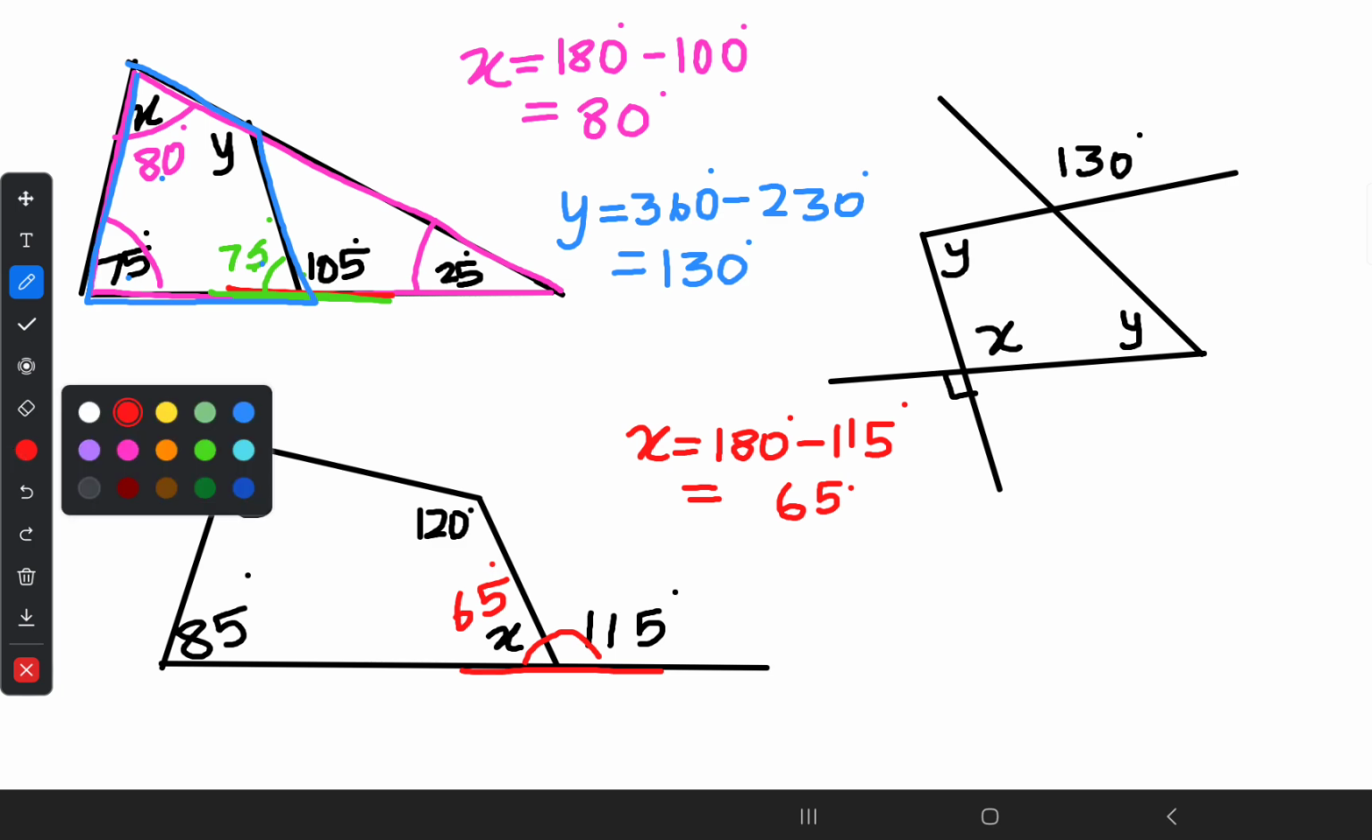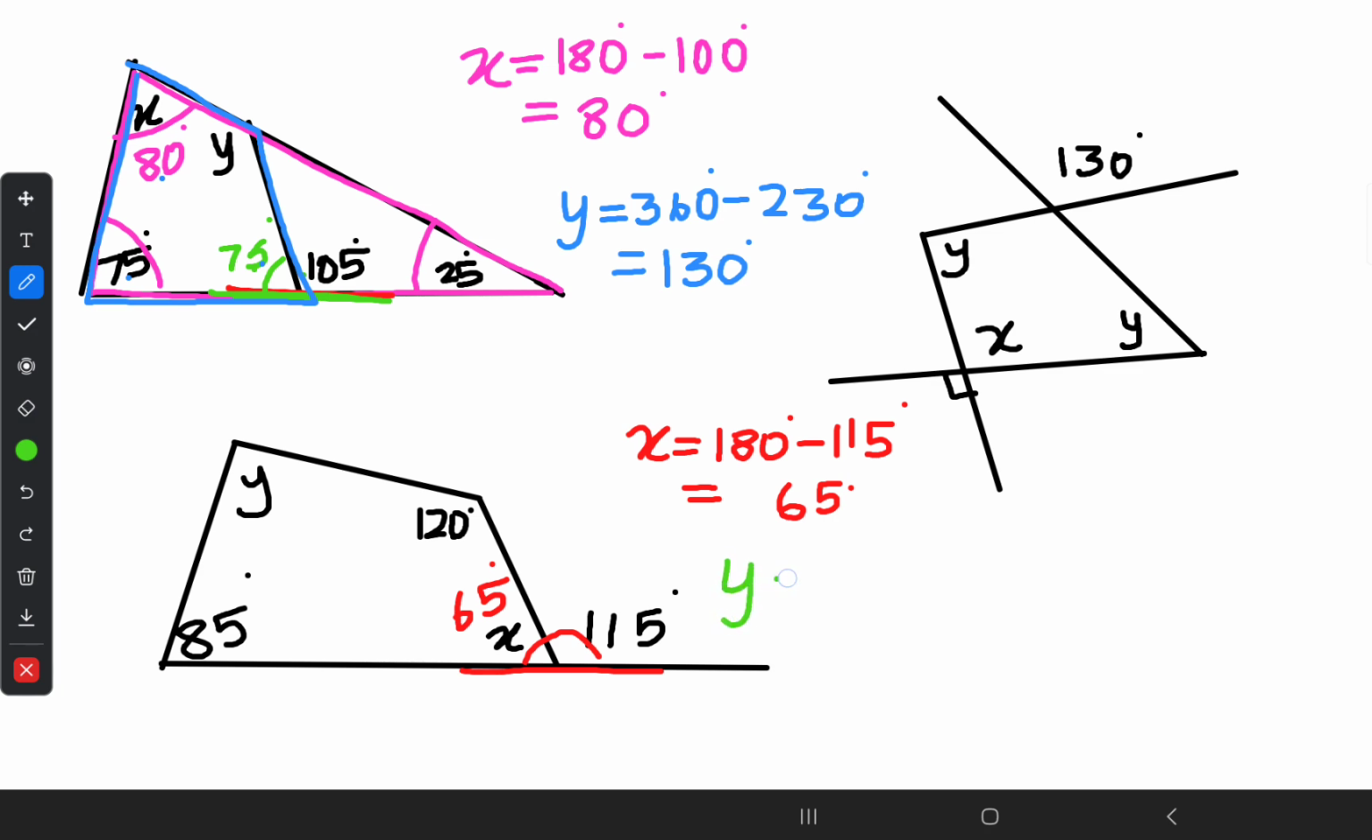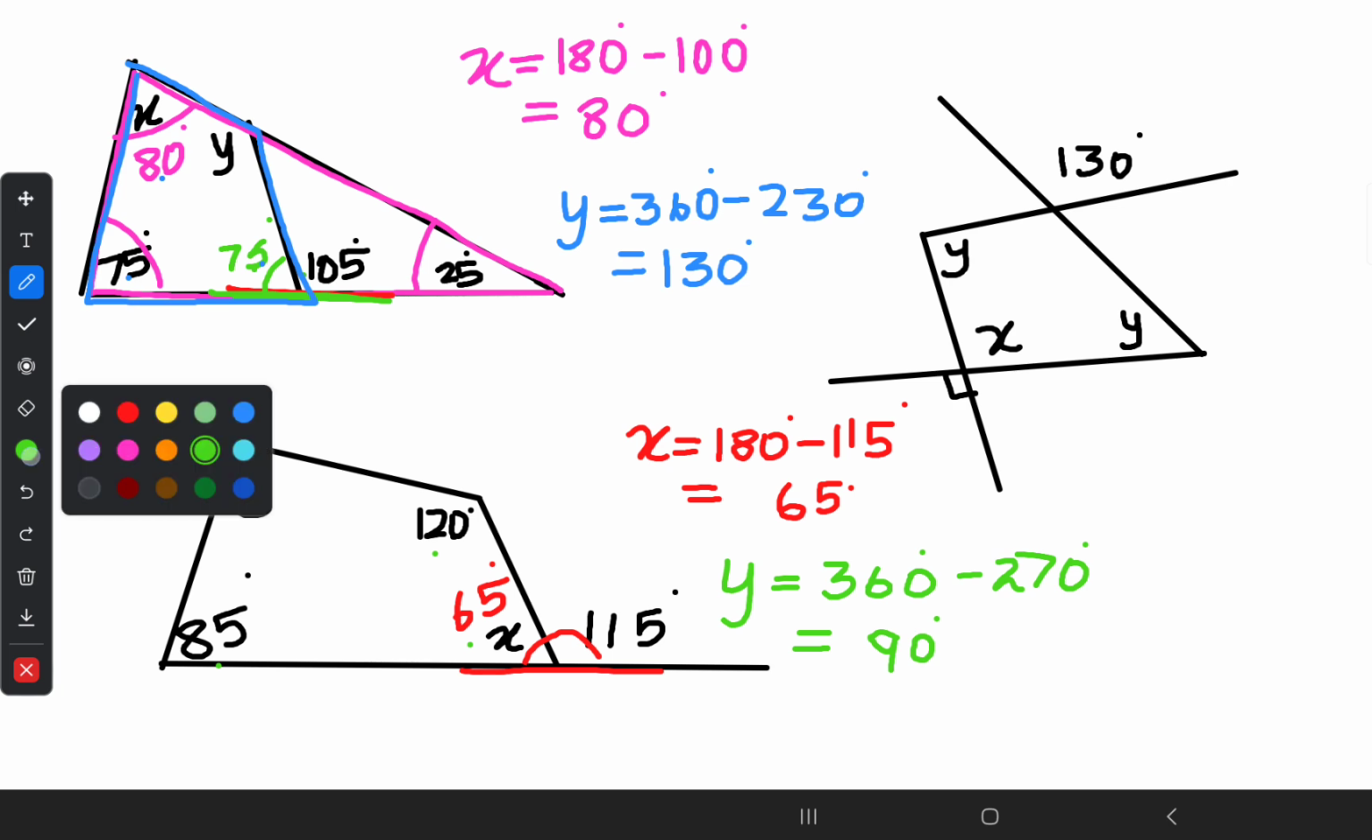Thereafter, using that, we can find the magnitude of y in the question. Can we find y? I will get the sum of the other angles and subtract from 360. 120 plus 85 is 205, plus 65 is 270. From 360, when we subtract 270, it will become 90 degrees. Y should equal 90 degrees in the second case.